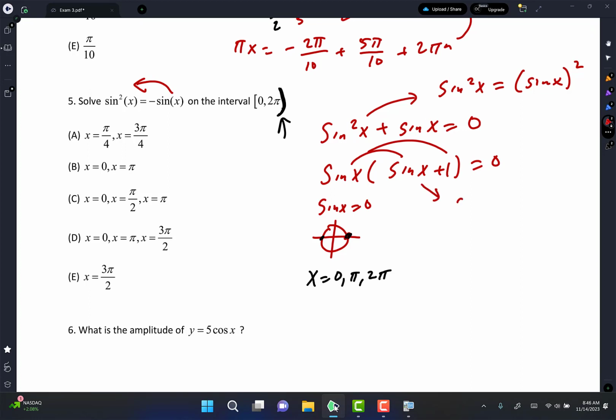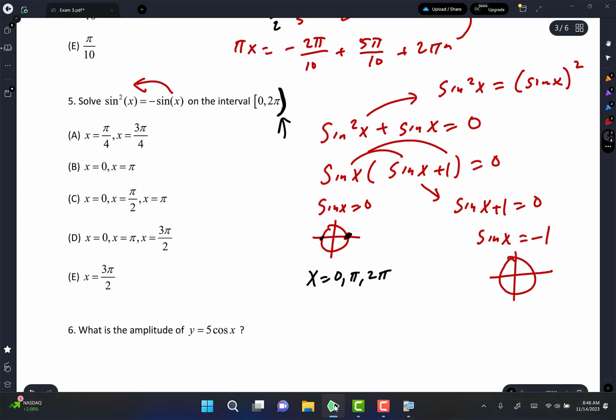So then this, you can go sine x plus 1 equals 0. So that means sine x equals negative 1. And on the unit circle, sine x is negative 1 down here. And that happens at 3 pi over 2.